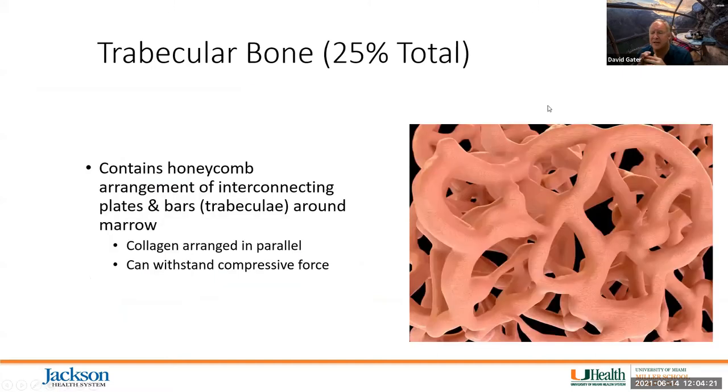Trabecular bone, on the other hand, makes up the other quarter. It has this honeycomb arrangement with a number of interconnecting plates and bars we call trabecula. And those lie around the marrow itself. Recognize that this honeycomb is collagen arranged in parallel. And so this allows us to withstand compressive forces without significant fracture.